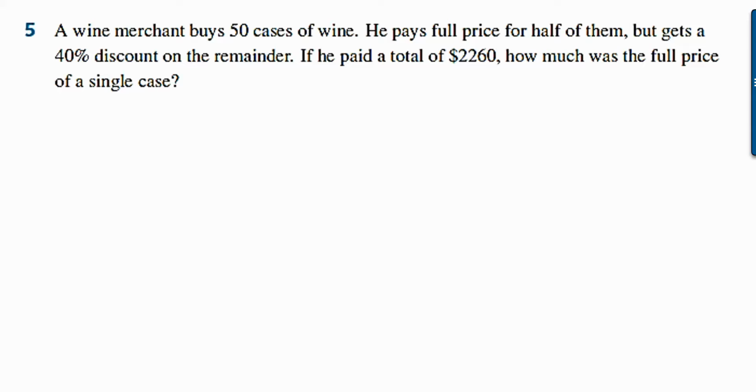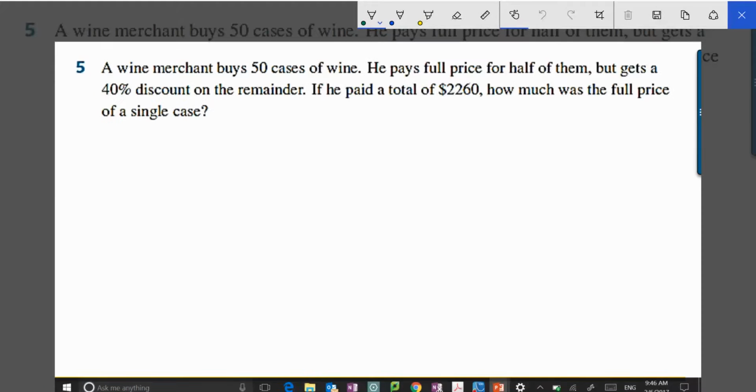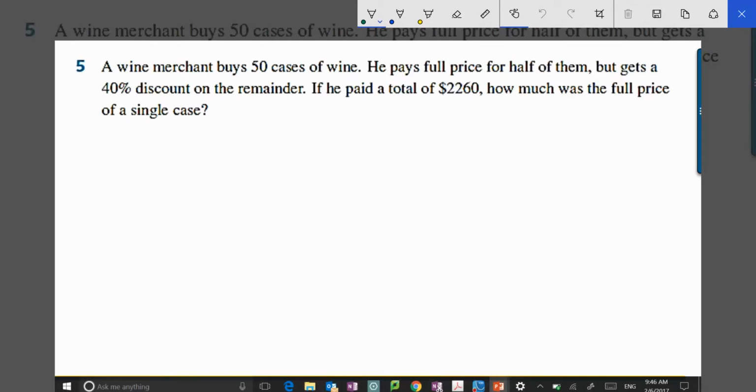Okay? So have a look at question 5. This is from 1D. A wine merchant buys 50 cases of wine. Okay, so 50 cases of wine. He pays full price for half of them, but gets a 40% discount. And what I want you to do, every time, for any kind of application question, I want you to highlight, underline, or whatever it is, because every sentence means something.